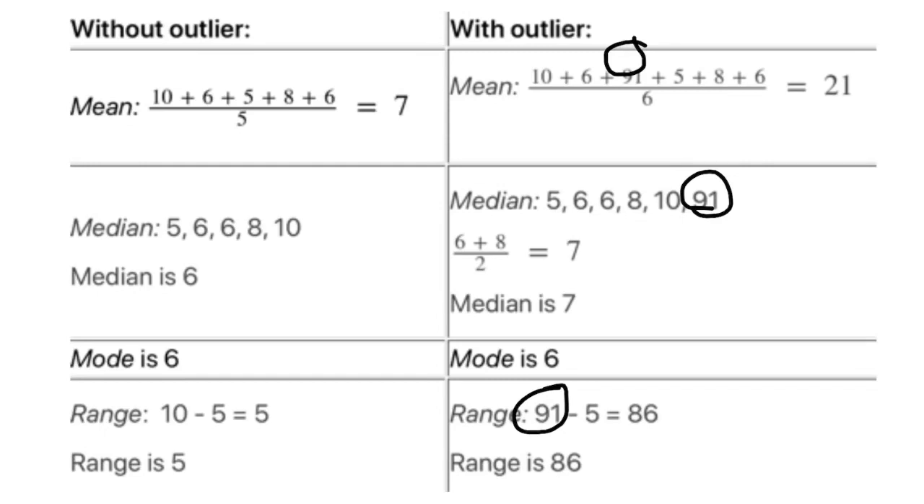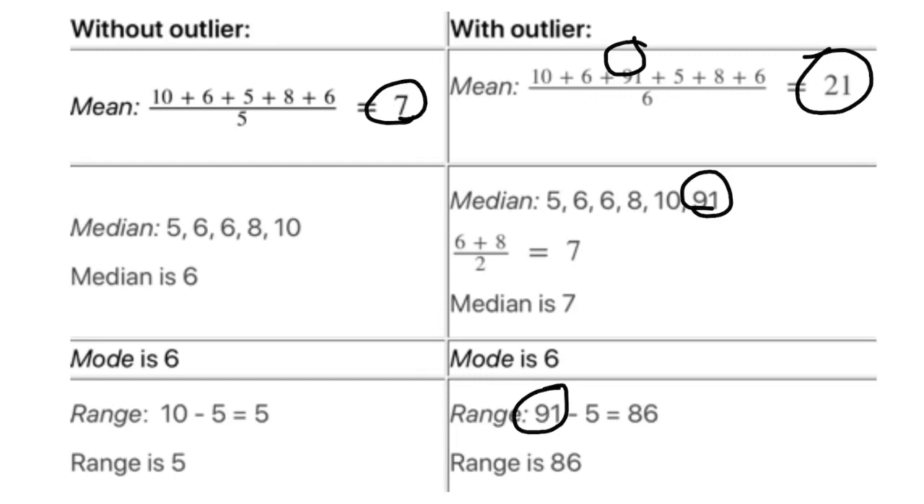If you look at the mean with the outlier, it's 10 plus 6 plus 91 plus 5 plus 8 plus 6, and divide now by 6 numbers because we've added in the number 91, and we get 21. Those two means with and without the outlier are very different. One is much more and one is much less, because that outlier greatly affects our mean.